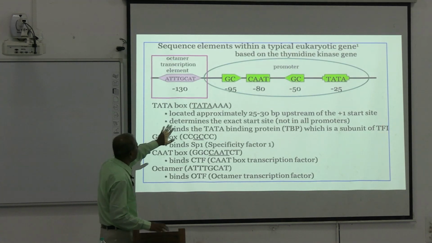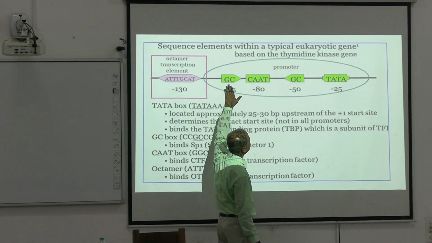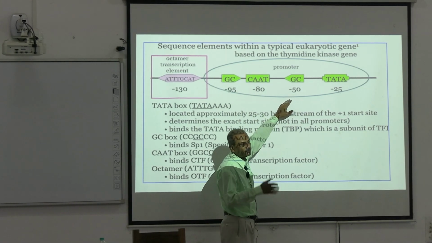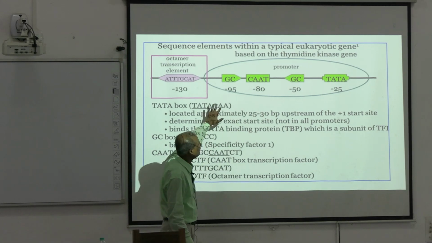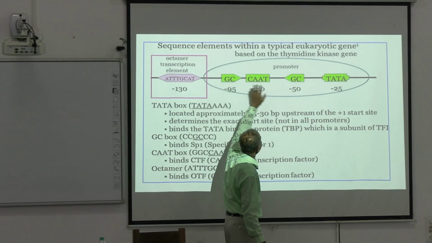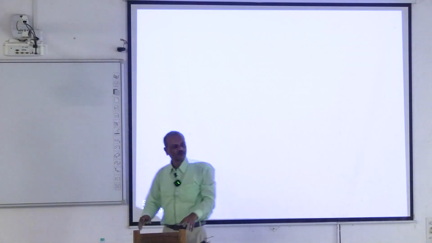Now you see that GC region, I told you the GC region usually is present beyond this region. Now at times it can be present here also. So this is a thymidine kinase gene, so the TATA box is there, but here a GC box is there, a GC box is also here. So everything is not by default.